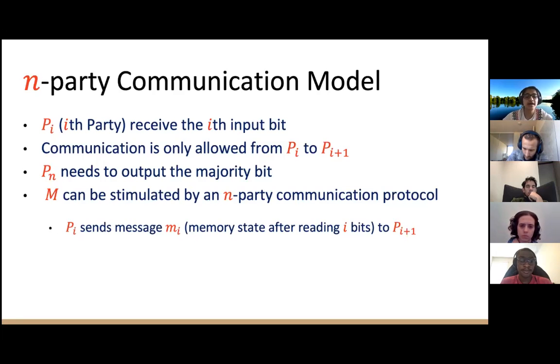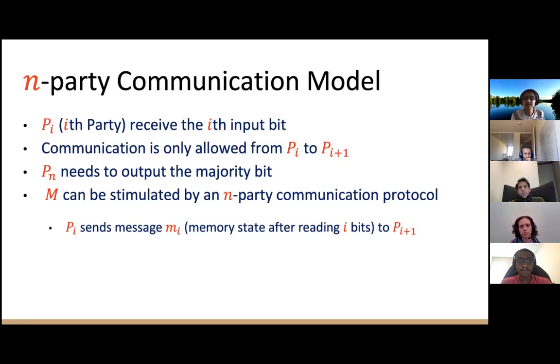So here we have n parties. The ith party receives the ith input bit, and the communication is only allowed from party Pi to Pi plus 1. And it's a one-shot communication. That is, the first party sends a message to the second party, and then the second party sends a message to the third party, and so on. And then in the end, the nth party Pn needs to output the majority bit of the entire input stream.